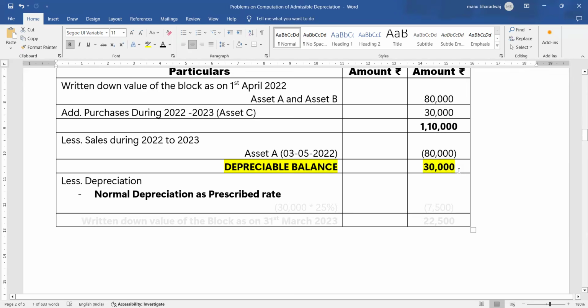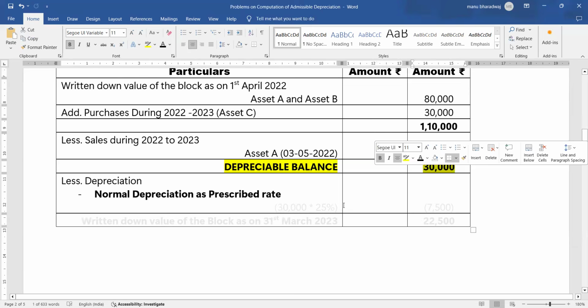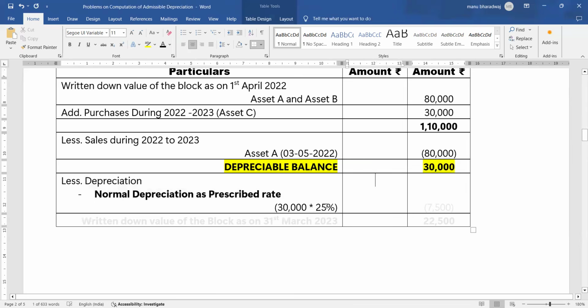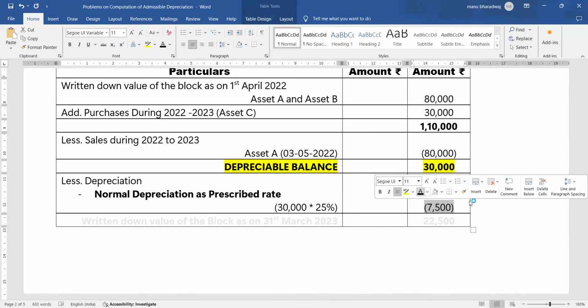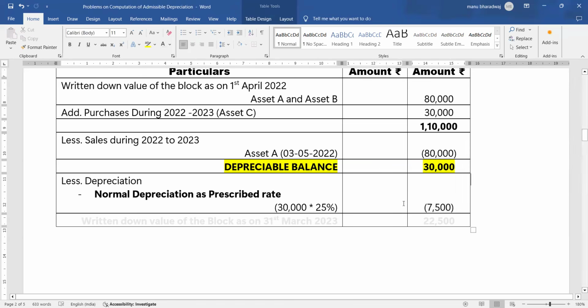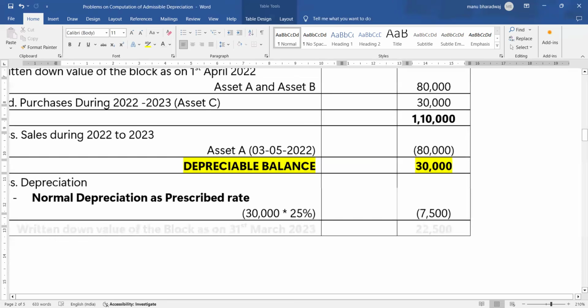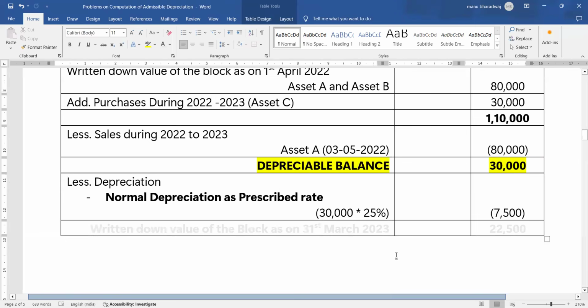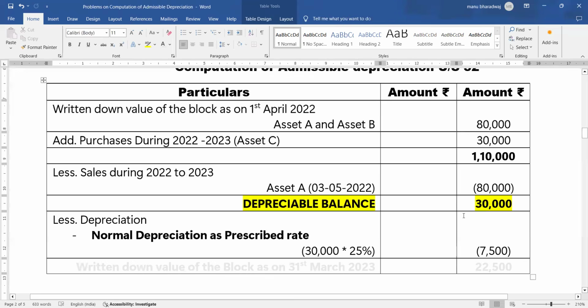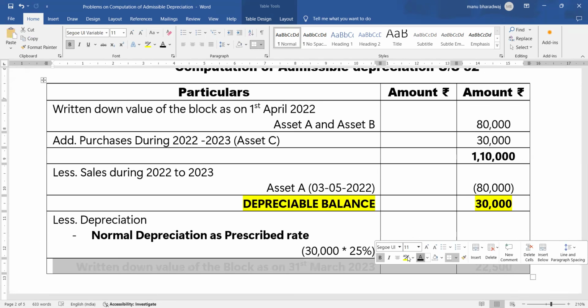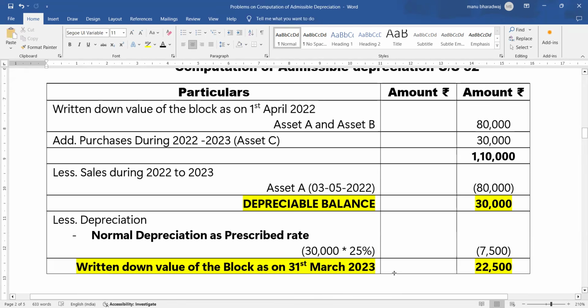Now, our depreciable balance is 30,000. So 30,000 into 25%, the answer will be 7,500. That is our normal depreciation. Now we need to subtract 7,500 from 30,000. You are getting the answer of 22,500.